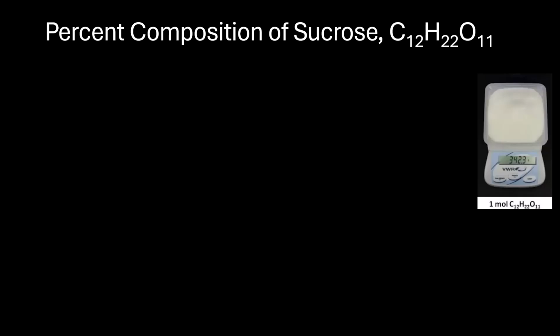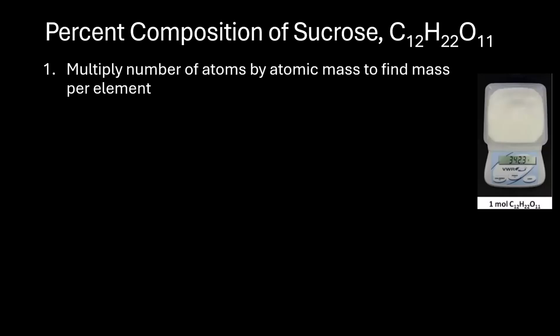So for percent composition, let's go ahead and look at an example problem. With this example problem, we're going to figure out the percent composition of sucrose, which is C12H22O11. We're going to do these types of problems stepwise so you can apply this to anything you might come across. So step 1, you're going to multiply the number of atoms by the atomic mass to find the mass per element. This is exactly what we did when we were trying to find the molar mass of a molecule.